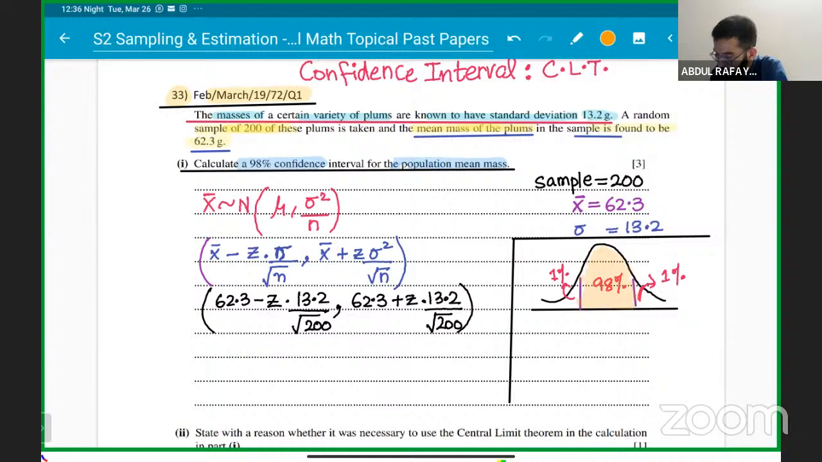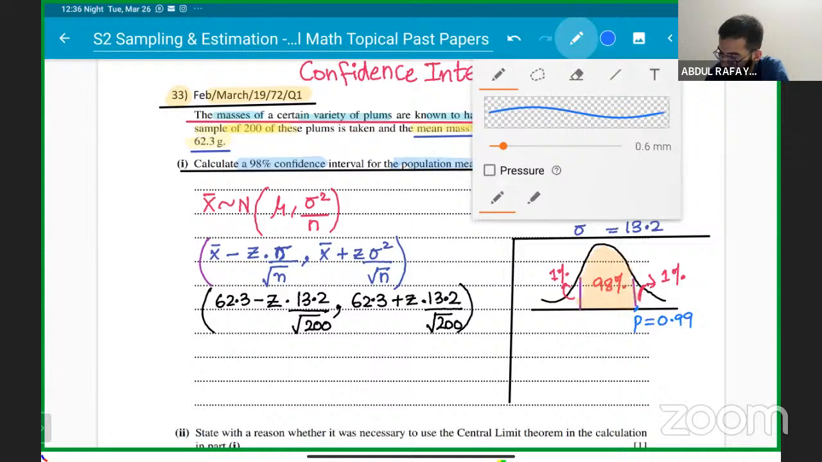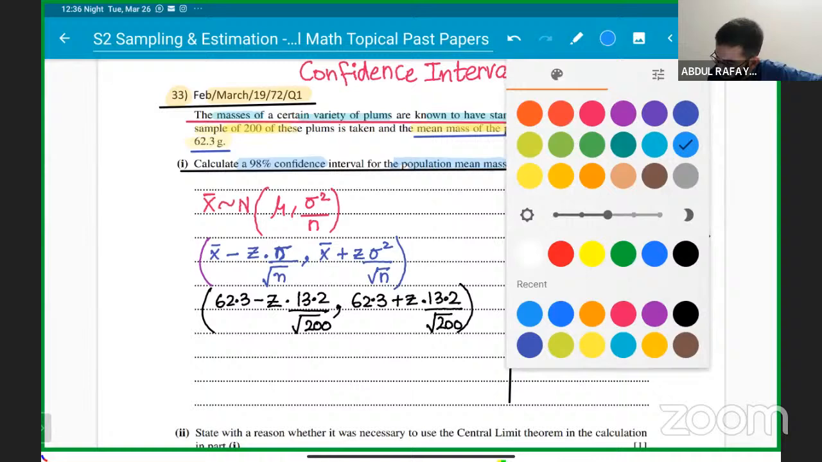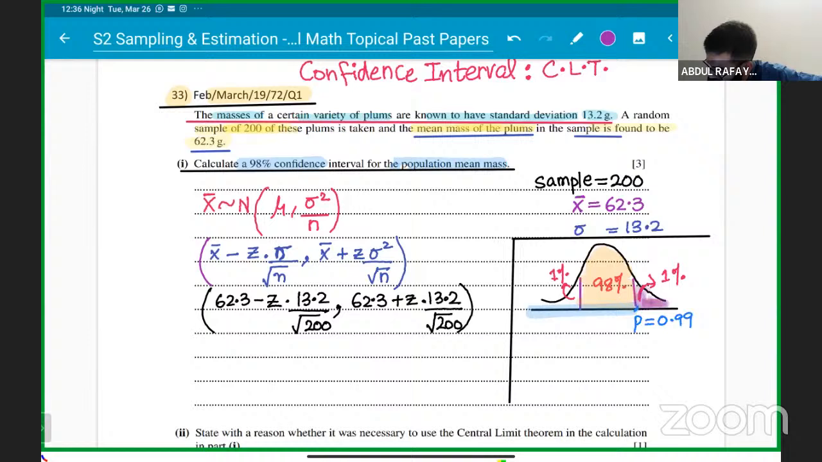interval, this. So how will we find that z value, students? We need to understand that we have to see that here the probability is 0.99. So what we need to understand, students, in the highlighter, is that the probability from here to here, in blue color, this probability is 0.99, from the left-hand side, because this probability is 0.01. Okay, this probability is basically 1%, which is 0.01 probability, so the remaining is 0.99 here.